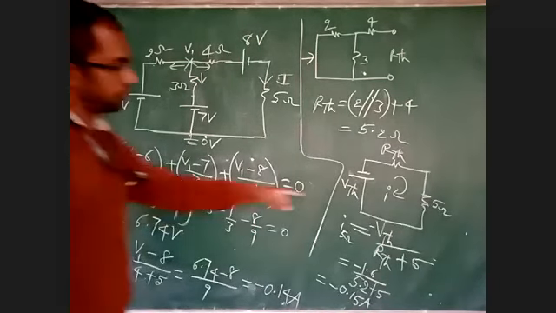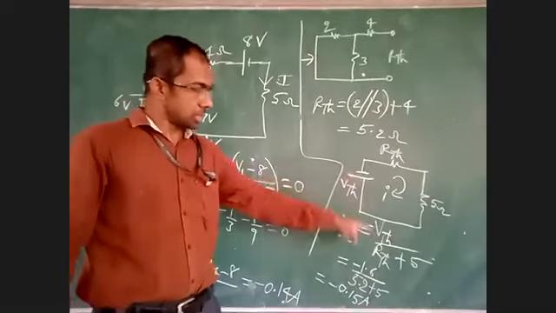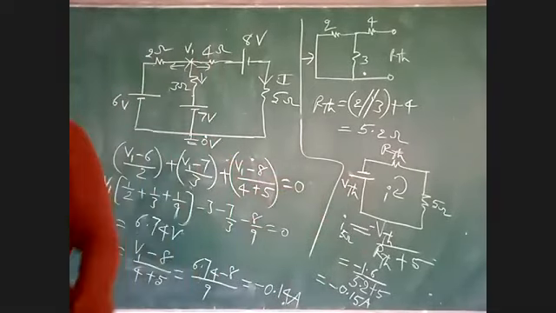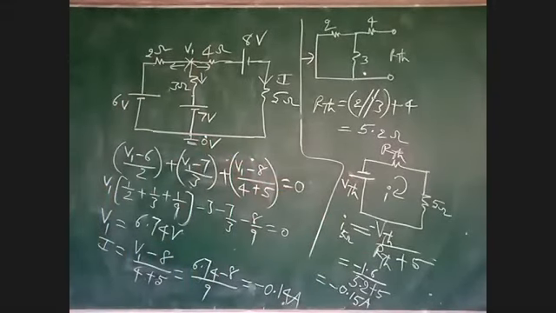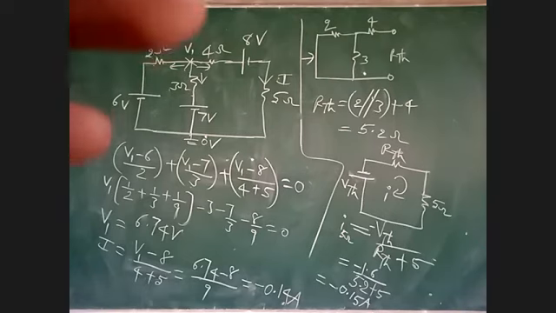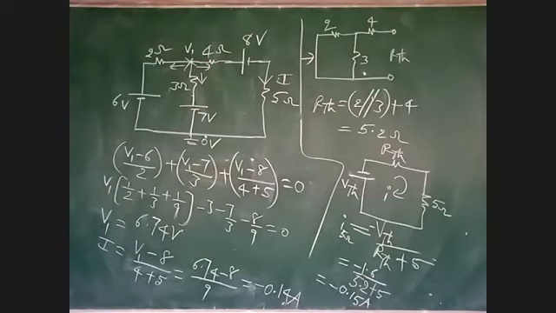Now see here. I is flowing from plus to minus. That's why I have taken minus here: minus VTH by RTH plus 5. That's all about the problem. We'll see the remaining problems on Thevenin's theorem in the next class. Before that, I will take that.